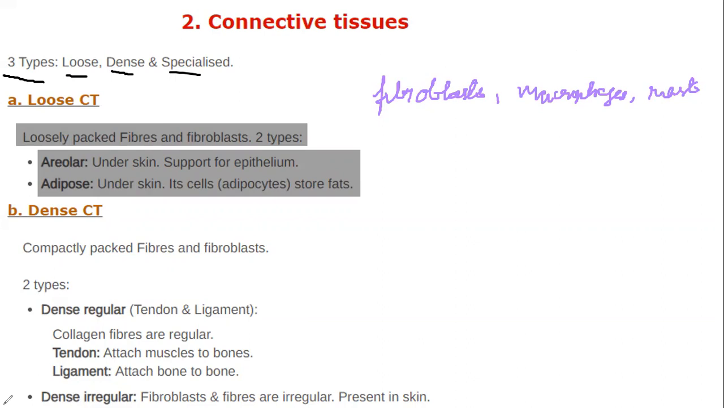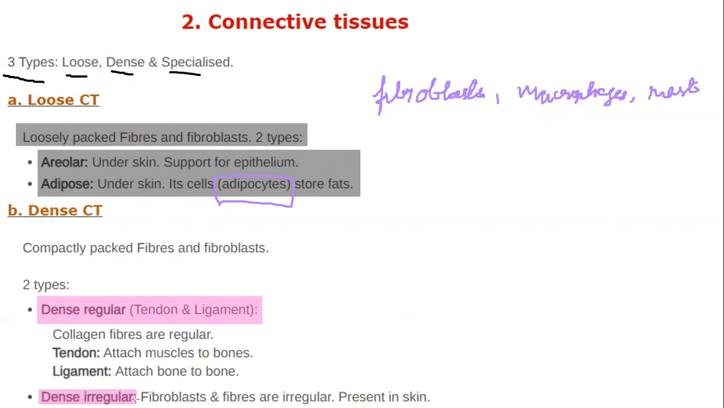In adipose tissue, the excess nutrients are converted into fats and stored by the cells of this tissue. The cells of adipose connective tissue are known as adipocytes. Okay, fine. Then dense connective tissue mainly consists of two types: dense regular connective tissue, that is the tendon and ligament, and dense irregular connective tissue, consisting of fibers and fibroblasts.